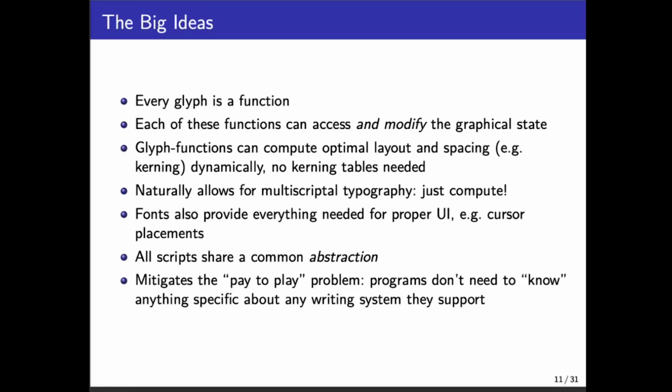Glyph functions can compute optimal layout and spacing dynamically, so you don't need kerning tables. You can write code that calculates how far you are at some given distance from the previous glyph, and place it optimally. If you have a font with wide coverage, this is very convenient because you have an exponential blow-up of two-letter combinations. I think this mitigates what I'm calling the pay-to-play problem, where programs don't need to know about the particulars of a particular writing system. It's just in the font.